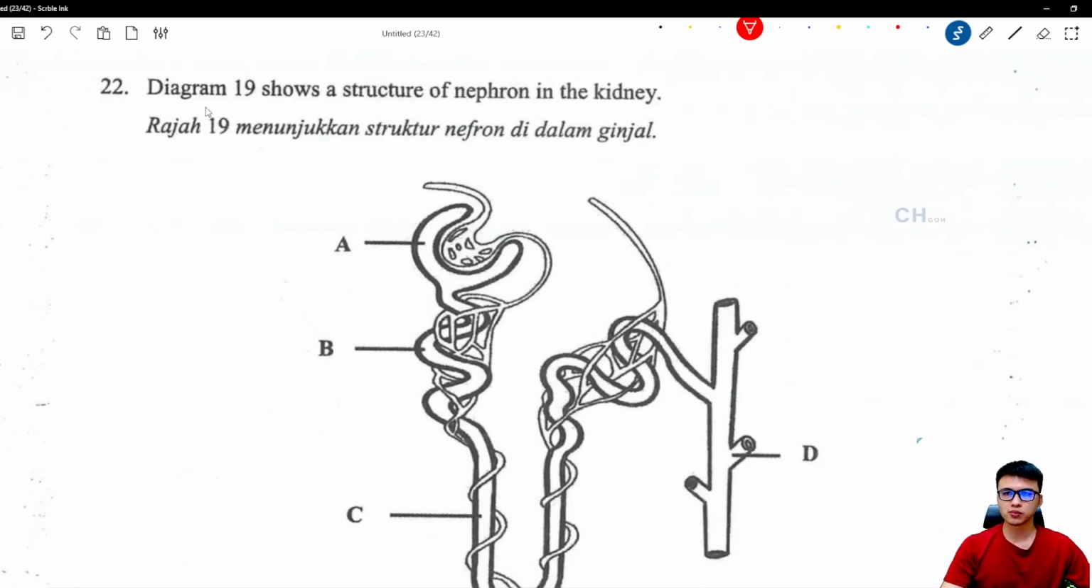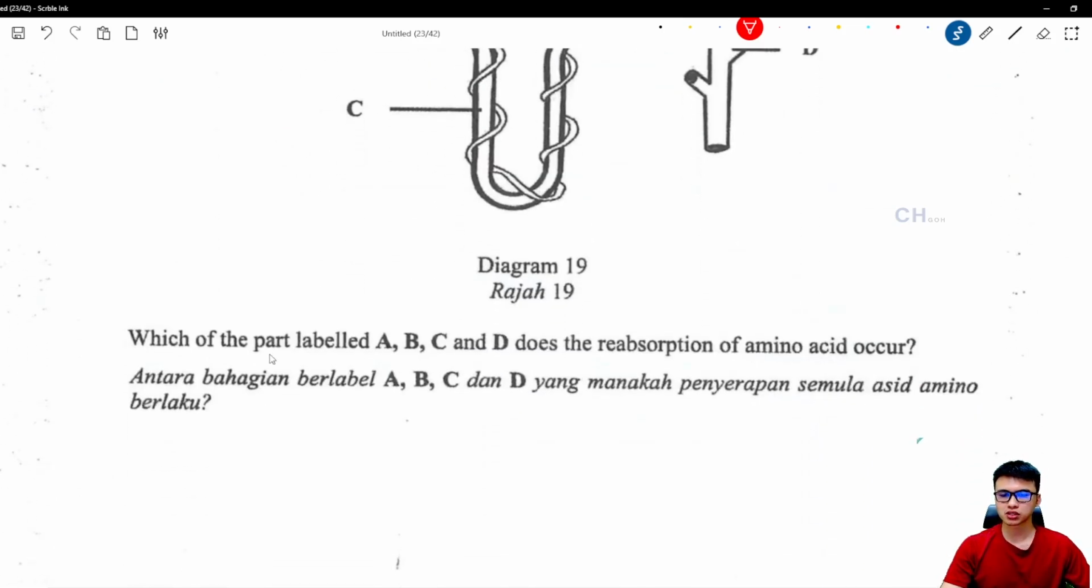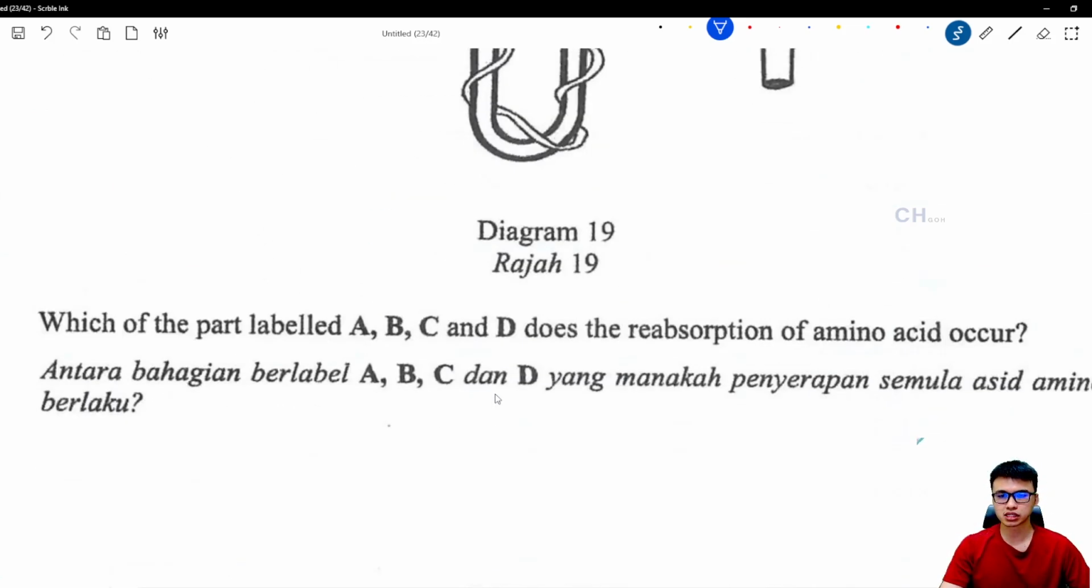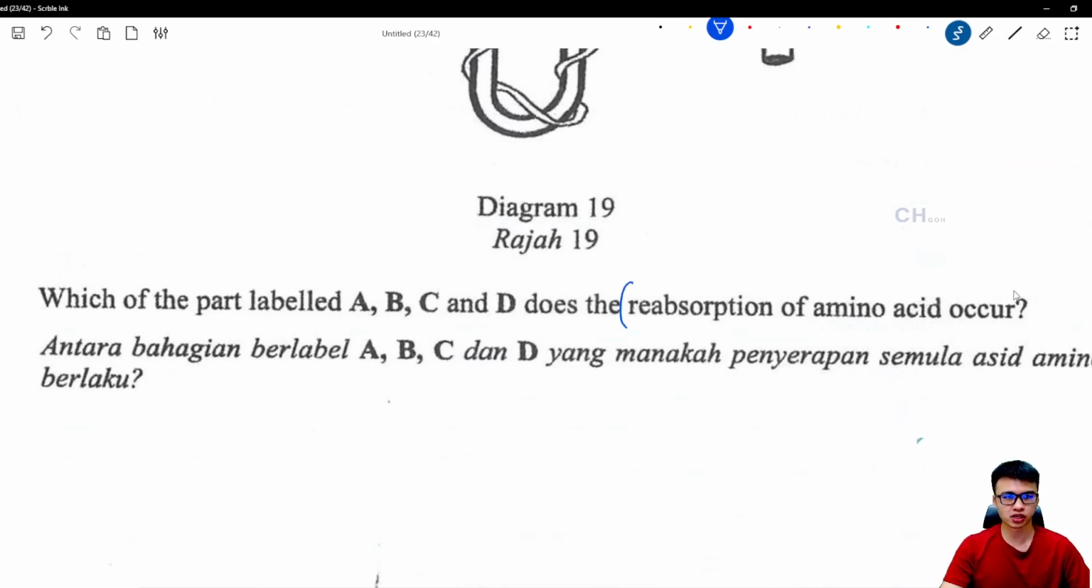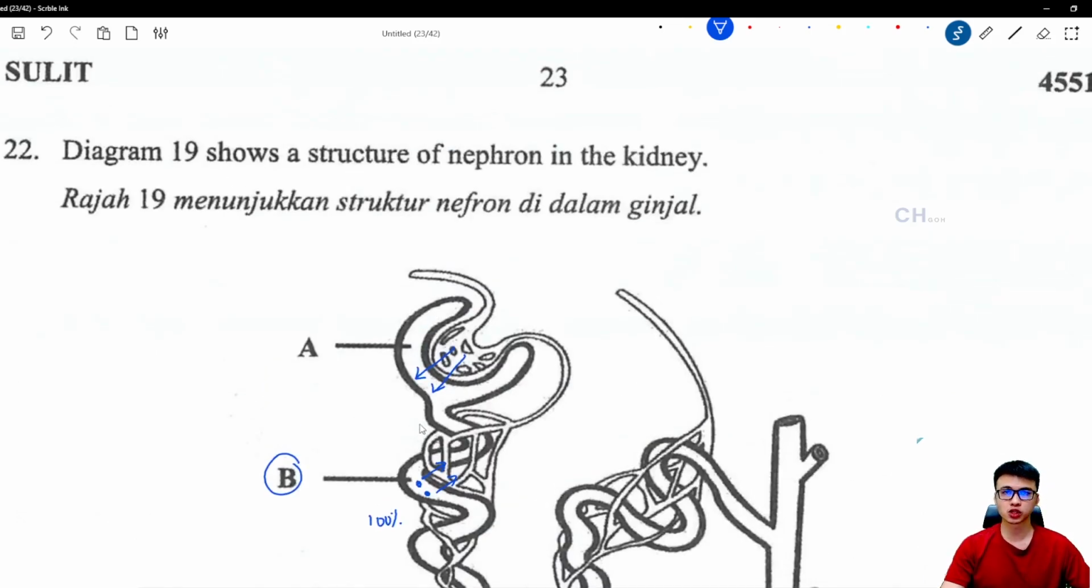Okay, question 22. Diagram 19 shows the structure of nephron in the kidney. So this whole thing is called a nephron. Which part ABCD does the reabsorption of amino acid occur? Okay, guys. When ultrafiltration occurs, amino acid and the glucose will be filtered into the Bowman capsule. But glucose and amino acid, they are too important for our body already. So when it comes to B, this amino acid and the glucose will be 100% reabsorbed back to our body. So when we talk about the reabsorption of amino acid, the answer here should be B. Okay, so question 22, answer is B.